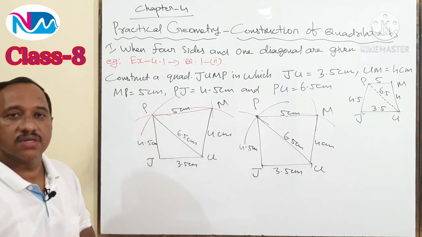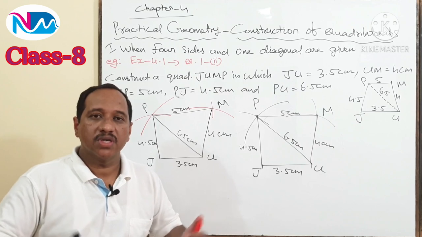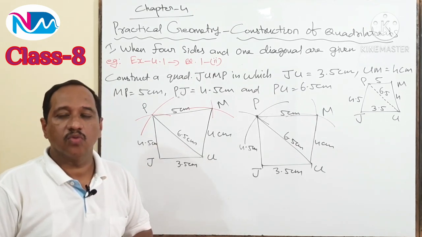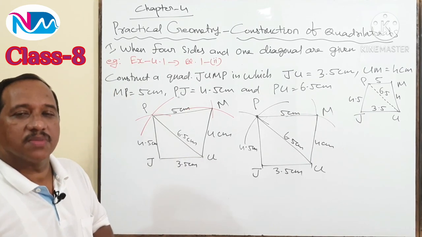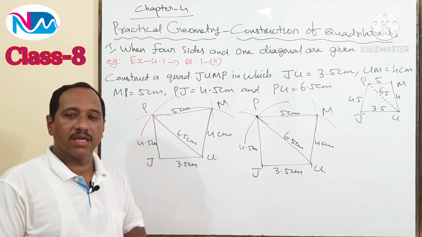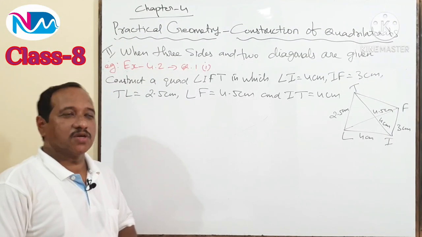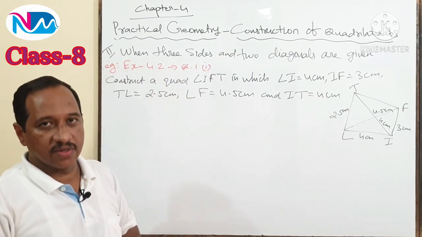The quadrilateral is complete. My dear students, I hope you understood how to construct a quadrilateral when four sides and one diagonal are given. Based on this construction, you all must practice question number 1 and the 3rd of exercise 4.1. The next method of construction is when three sides and the two diagonals are given.